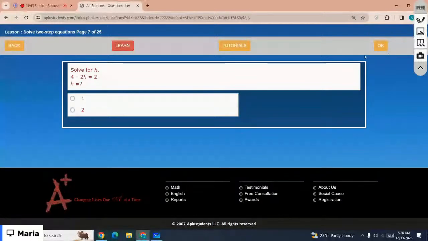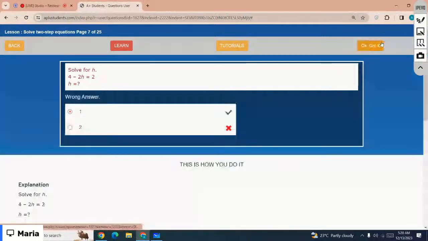Two, it is. I think it is 2. Yes, it is 2. Oh, that is 1. Because you need to move 4, 4 minus 2 is 2. You have to divide both sides by 2. The correct option is 1, right?